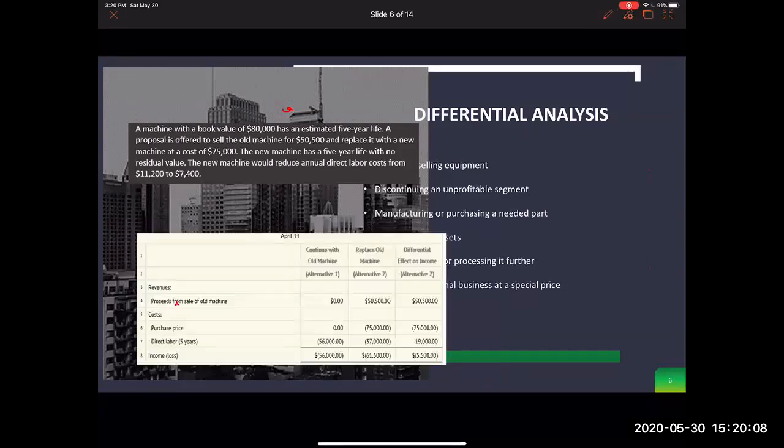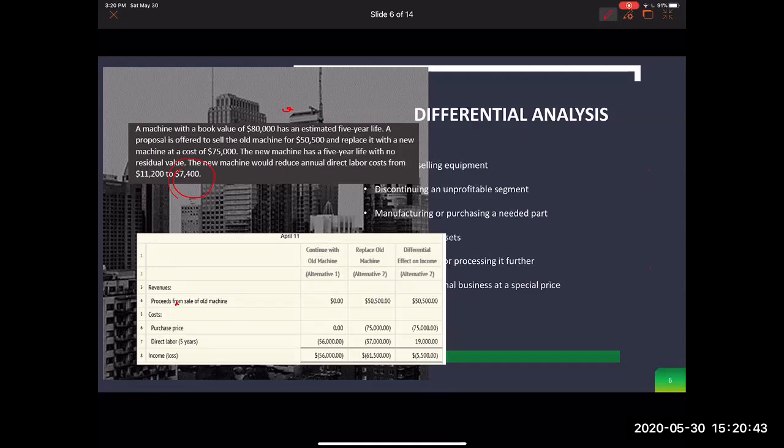Okay. So again, this one is a bit tricky because it makes you think, or you have to fill in some of the missing parts. Okay. So to go through this, let's look at alternative number 1, which is to continue with the old machine. So again, we're not going to sell the machine, so there's no proceeds from the sale of it. There's no purchase price because we're keeping it. But the way we come up with the $56,000 is we're looking at this amount, right?